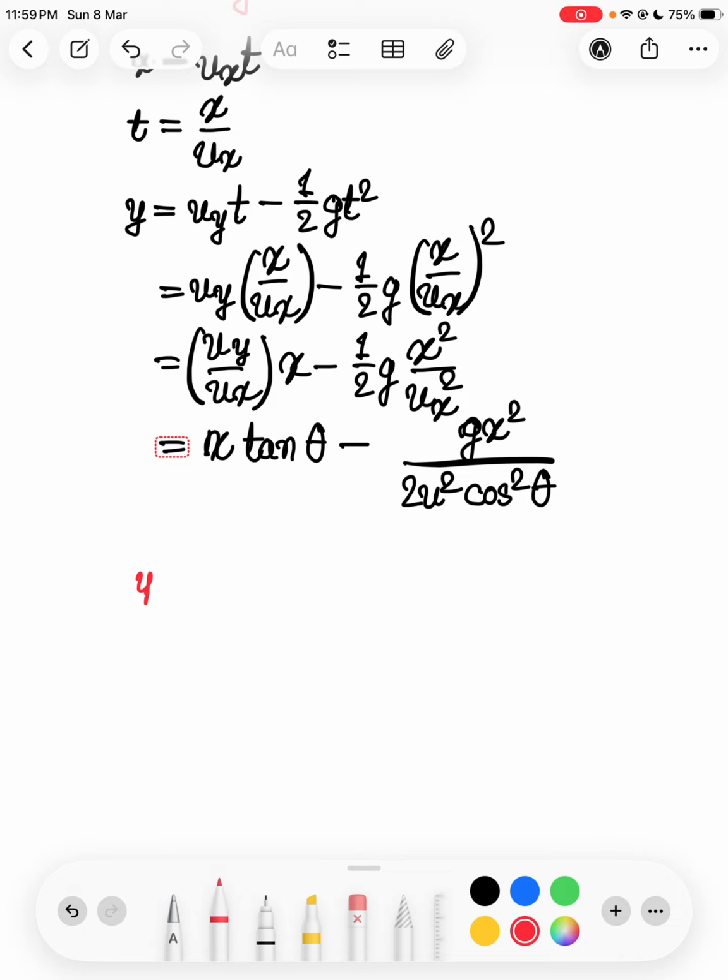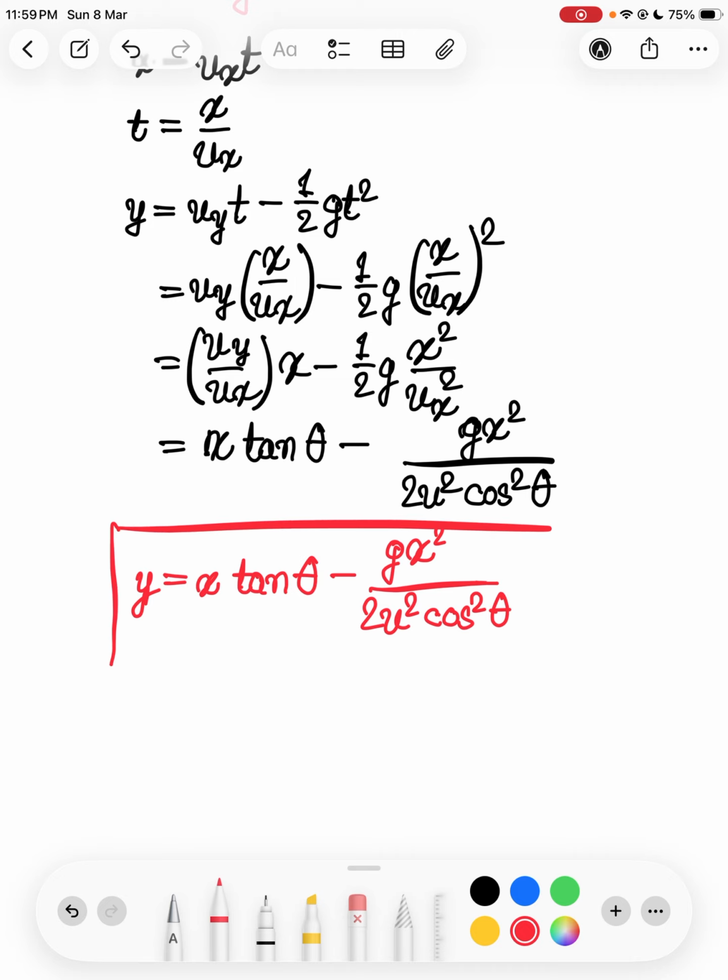So actually this is our final relation for the trajectory. So you can just write y is equal to x tan theta minus g x square over 2 cos square theta times u square. So these are the main four theoretical things in a projectile motion.